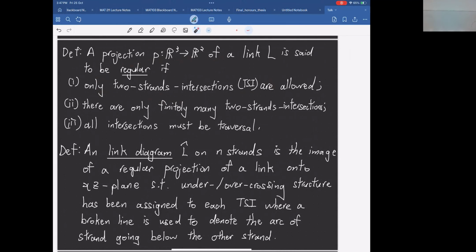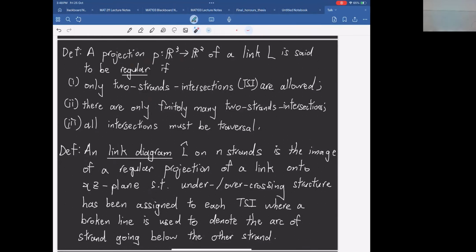What does transversal mean here? Roughly speaking, when the strands intersect, you can move them into a 90-degree configuration. So they won't intersect tangentially like that. We don't allow something like this. We don't allow tangential intersections. The tangential intersection should be moved away. So only transversal intersection is allowed.